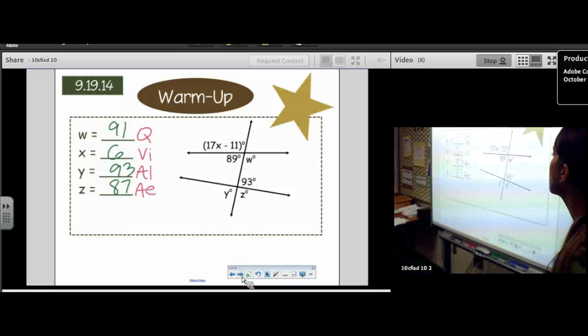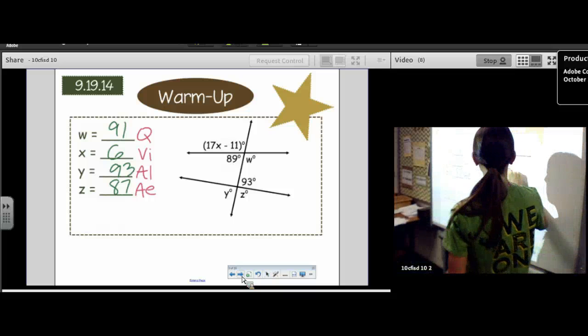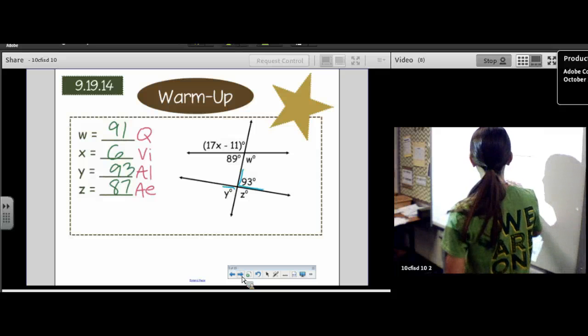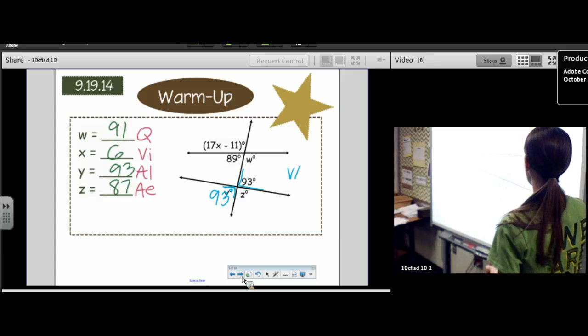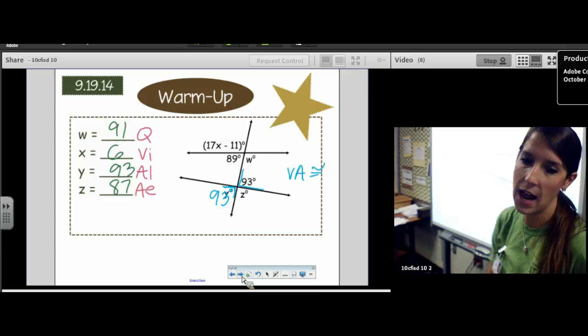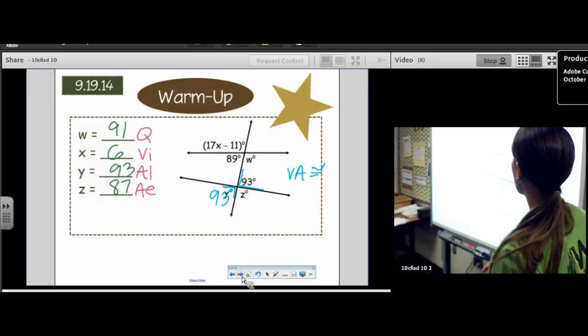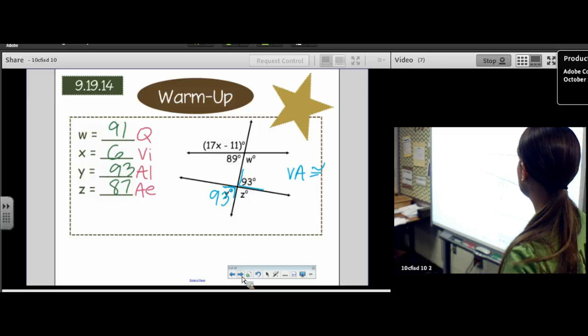So looking at these angles, Y was probably the easiest one, right? Because they're vertical angles. So vertical angles are always congruent, all the time, every time, no matter what. So that's why Y is 93. Let's look at W.